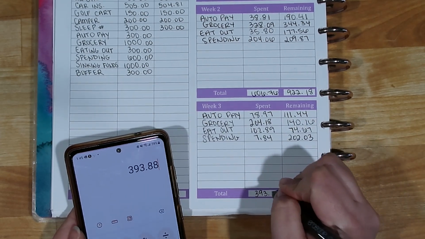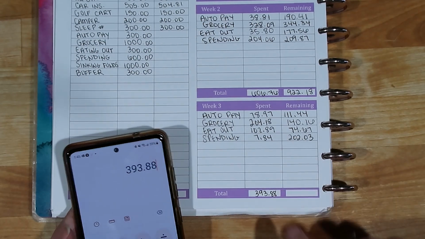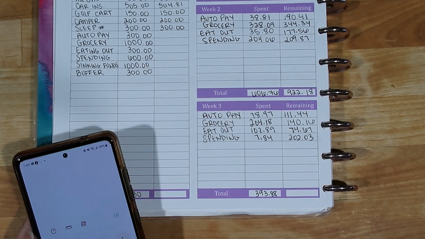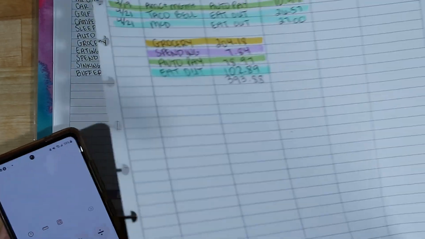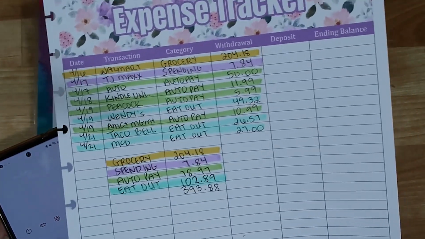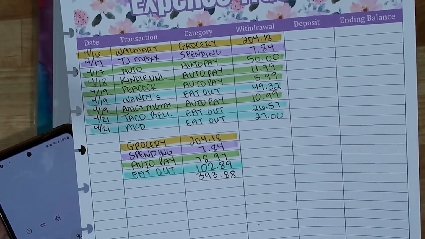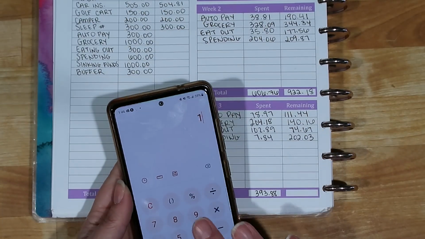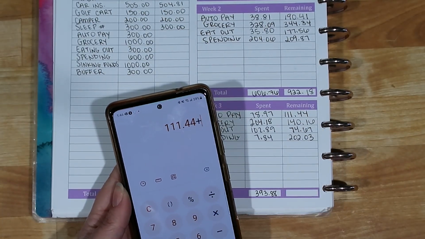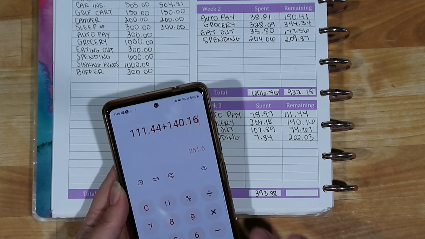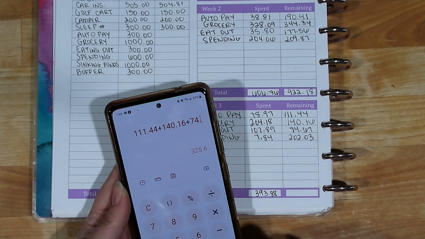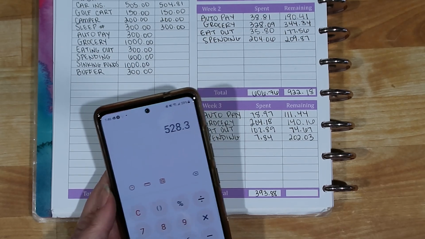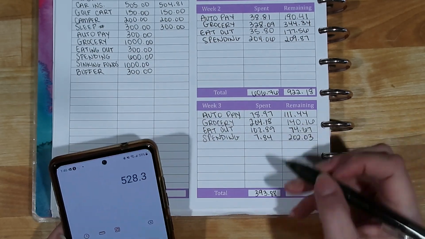All right, let's really quickly just get totals. $393.88 is what we spent this week, which we already knew based on our expense tracker here. There were no bills or anything else here. This was all variable spending, so that number matches perfectly. And what do we have remaining? $528.30.